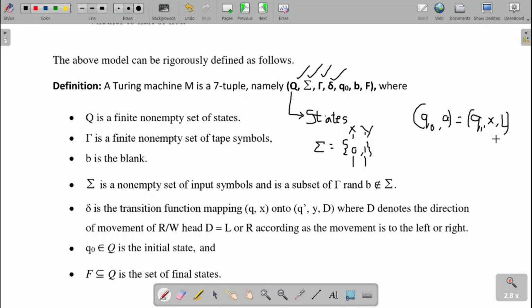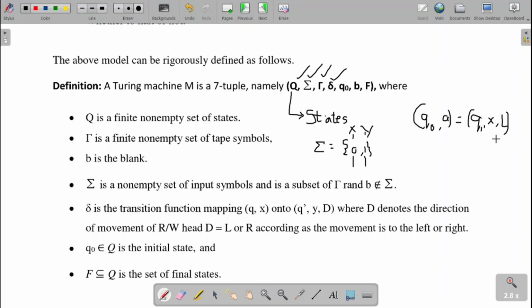Then next is the movement of the head. For the head we have 2 options. Either we can move towards the left side, or we can move towards the right side, that is L or R. L indicates left movement and R indicates right movement. So that will be your delta. Delta is your transition function.